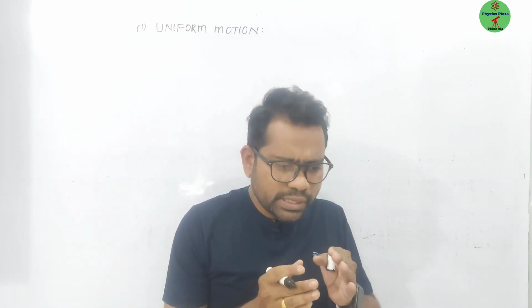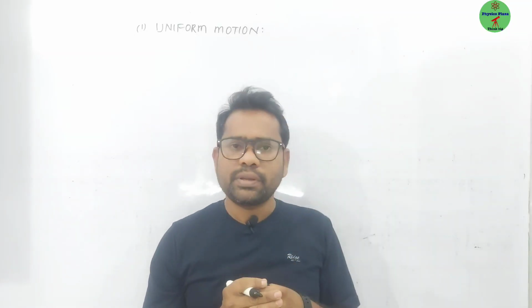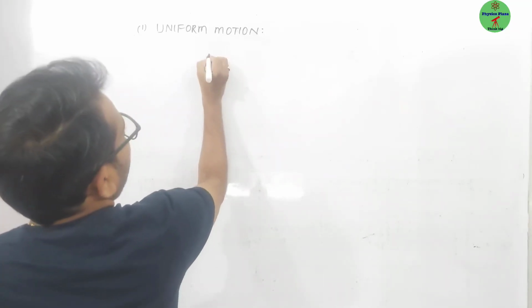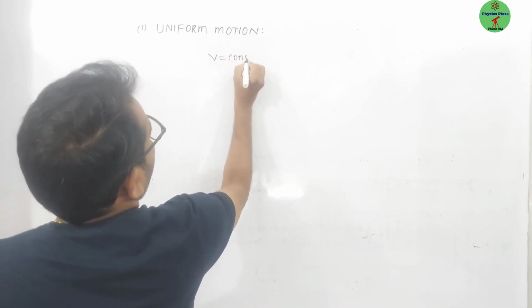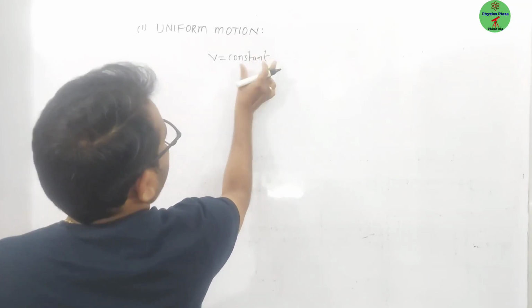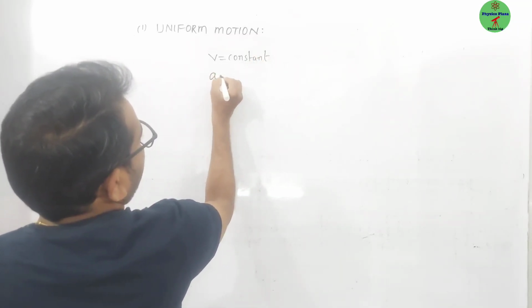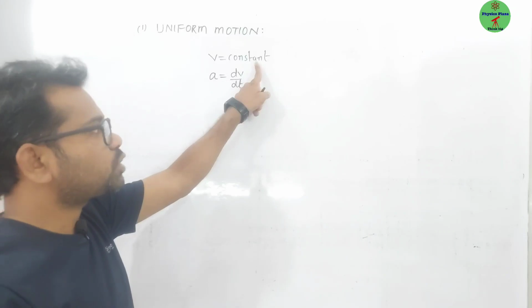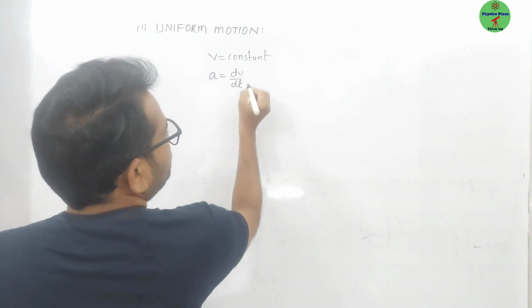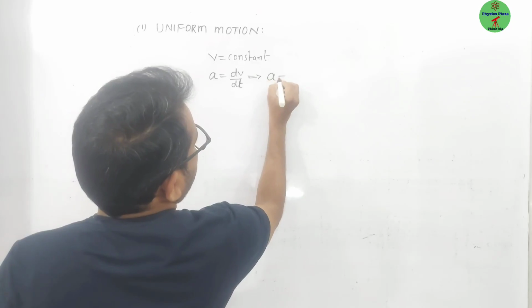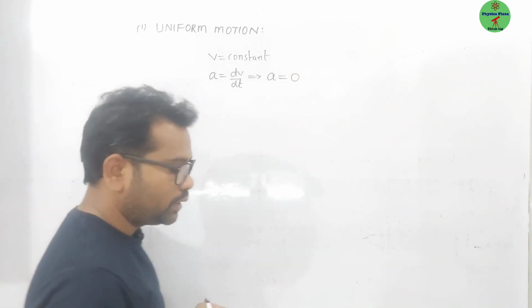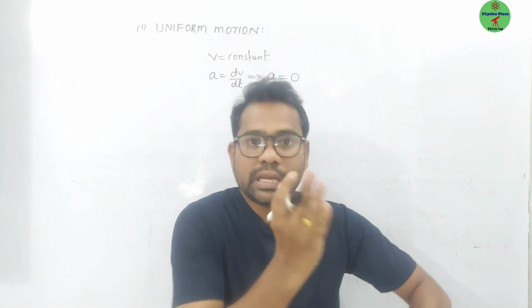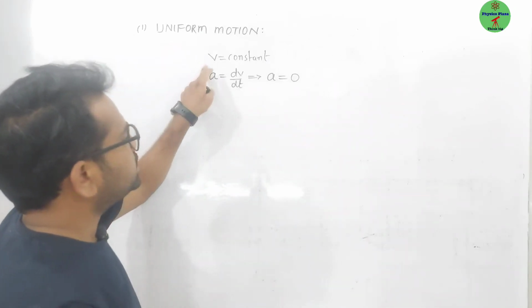As the body is covering equal displacements in equal intervals of time, can we say that velocity is constant? Yes. So that is the first key point for us: velocity is constant. As velocity is constant, children, what will acceleration be? Acceleration is nothing but the change in velocity by time. As velocity is constant, the change in velocity is 0, which means acceleration is 0. Children, in every type of motion, in every classification, first we should see what kind of equation we are going to get.